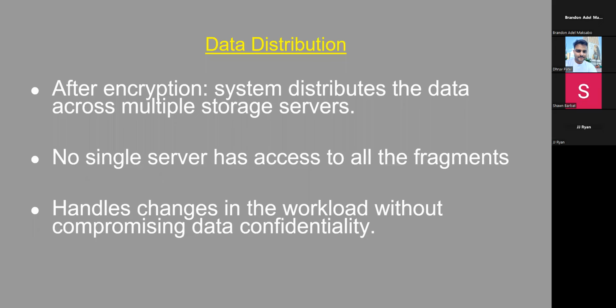After the data is fragmented and encrypted, the system distributes the data across multiple storage servers. The distribution is done in such a way that ensures that no single server has access to all fragments of a given data set. The distribution scheme is also designed to ensure that the system can handle changes in the workload without compromising data confidentiality.